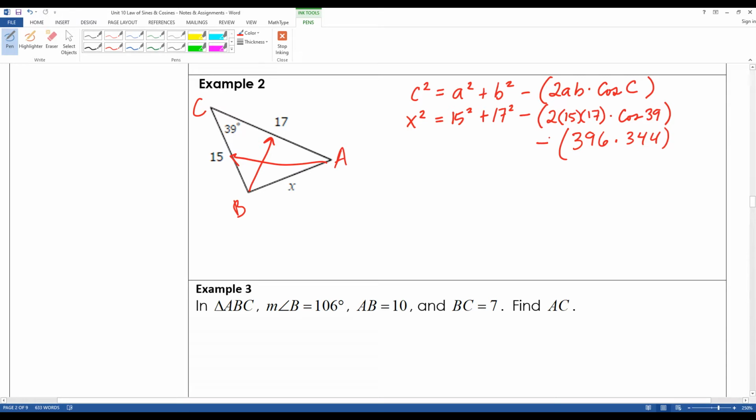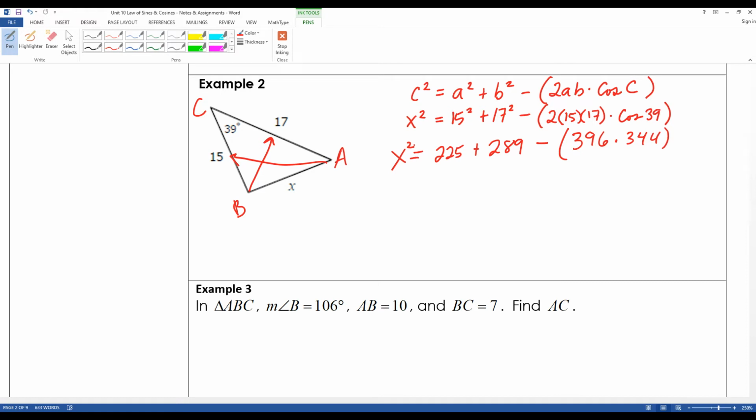17 squared, that's 289. 15 squared should be 225, equals x squared. Okay, so we're using this because we can't use the law of sines. We only have one angle, and we need two angles to use law of sines.